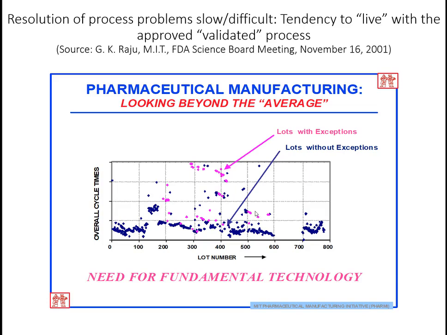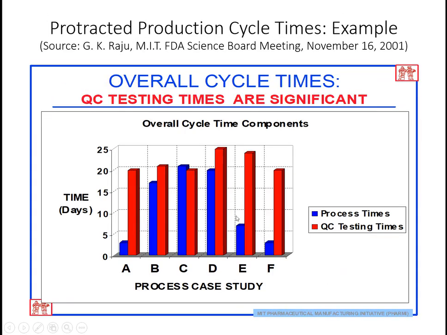have gone wrong. And the other element that enters into this is that every time you do an OOS or something, the QC testing times are really high. And these are just different case studies. These are overall cycle time components, processing time in blue and QC testing times. So you can see that depending on what the tests are, it can really take a long time. So any type of investigation that propagates more testing is compounded by the cycle time increase due to the testing.